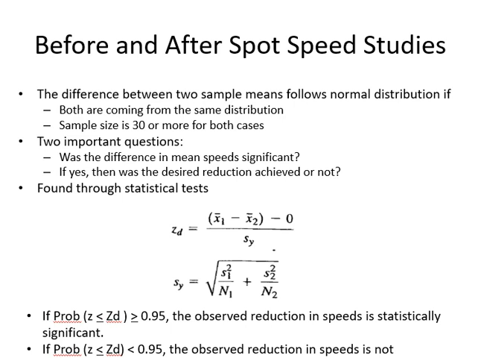So how do we calculate Sy using this equation? What do we have here? S1 means the standard deviation of the before sample. N1 is the number of samples in the before sample. S2 is the standard deviation of the after sample. N2 is the number of samples in the after sample. Clear?